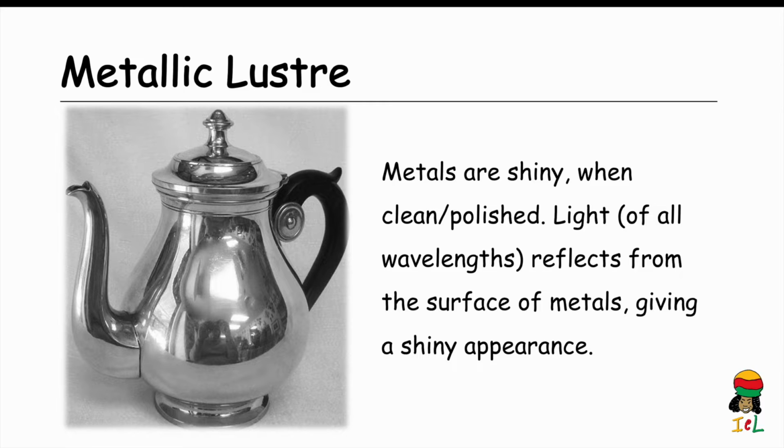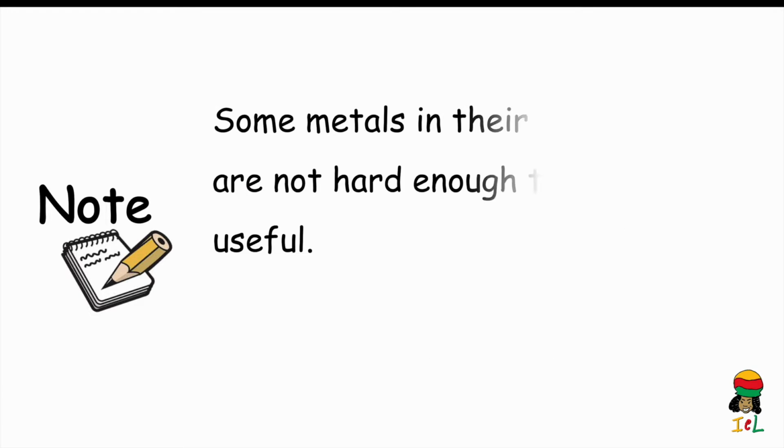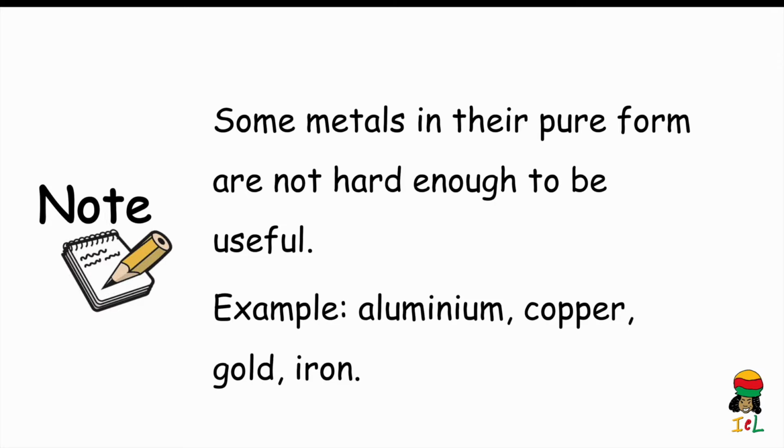For example, on exposure to air, aluminium loses its sheen over time because it reacts with the oxygen from the air to produce a dull coat of aluminium oxide. Similarly, silverware tarnishes over time due to the formation of a silver sulfide coating. It is important to note that some metals in their pure form are not hard enough to be useful. Aluminium, copper, gold, and iron are a few examples of such metals.